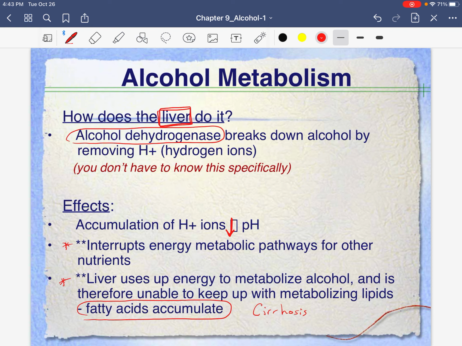Maybe you wonder, well, why is there a fatty liver in an alcoholic? Because of this. Because the liver is so busy metabolizing alcohol, it isn't able to do its normal job, which is to metabolize other nutrients. And what happens is, the liver's too busy metabolizing alcohol, it can't metabolize fatty acids as it normally would, and the fatty acids just simply accumulate.